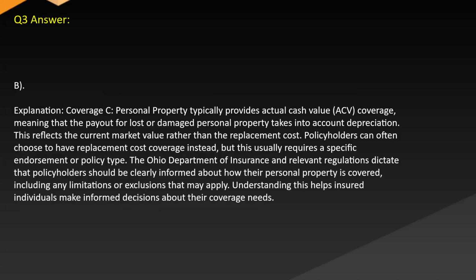Answer. B. Explanation. Coverage C, personal property, typically provides actual cash value (ACV) coverage, meaning that the payout for lost or damaged personal property takes into account depreciation. This reflects the current market value rather than the replacement cost. Policyholders can often choose to have replacement cost coverage instead, but this usually requires a specific endorsement or policy type. The Ohio Department of Insurance and relevant regulations dictate that policyholders should be clearly informed about how their personal property is covered, including any limitations or exclusions that may apply. Understanding this helps insured individuals make informed decisions about their coverage needs.